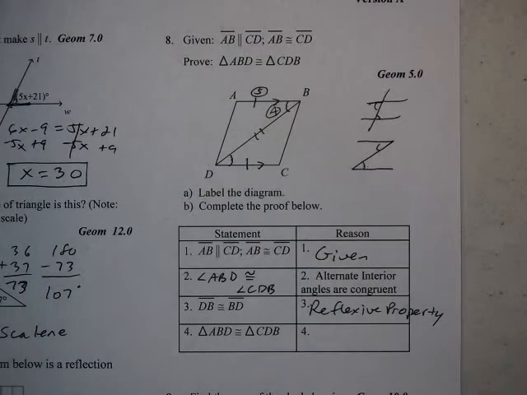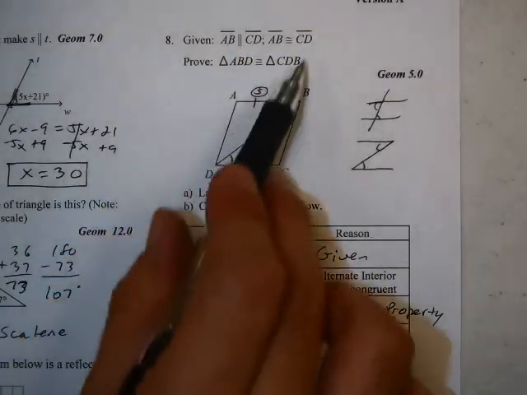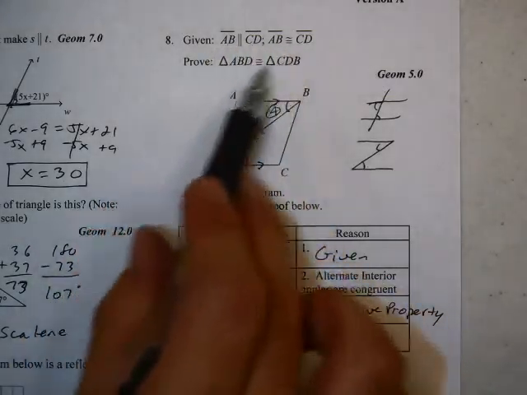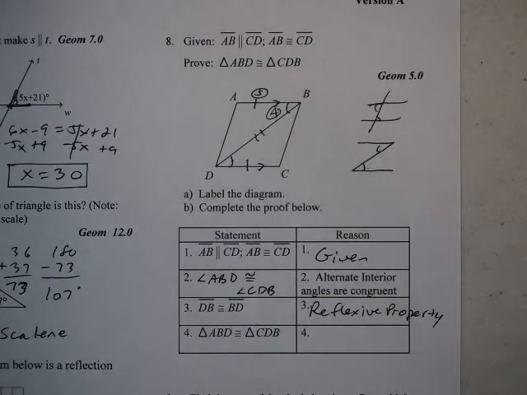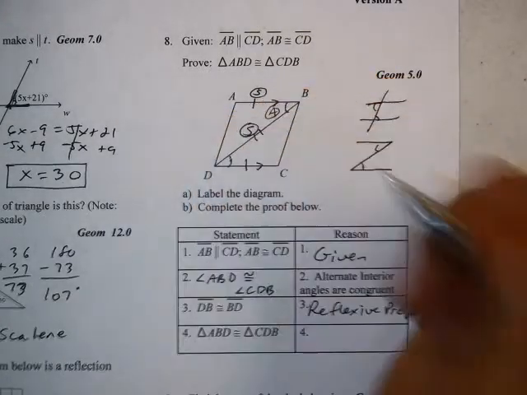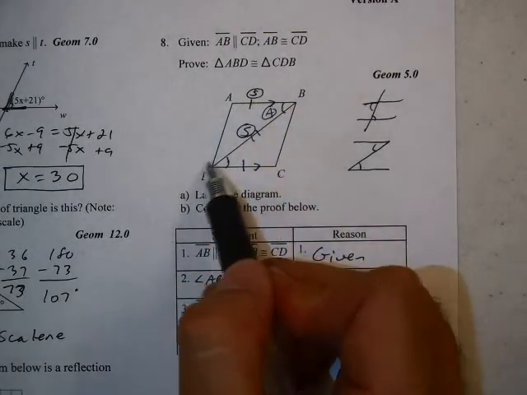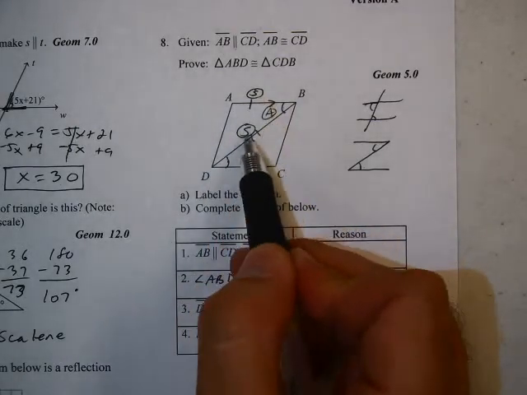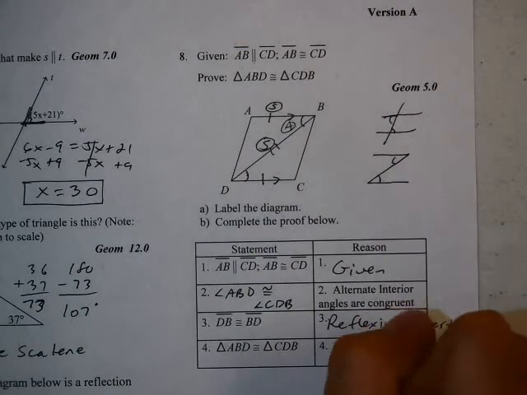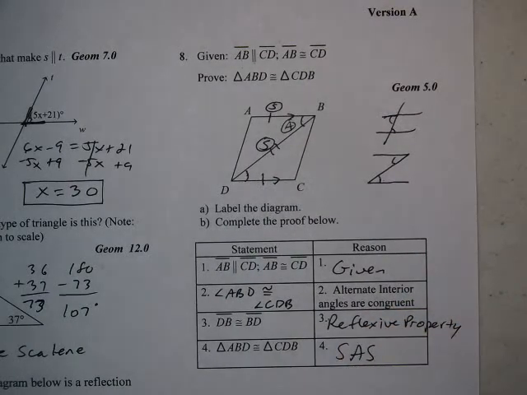Then statement 4, the last one to finish off the proof. They've given us the last statement. They're finishing with what they asked us to prove in the beginning. Notice how that and that are the same. So here they're saying triangle ABD is congruent to triangle CDB. Our reason, now I'm going to mark that last S for the side in the middle. If you look at just one triangle, side, angle, side that I marked, SAS for number 8.